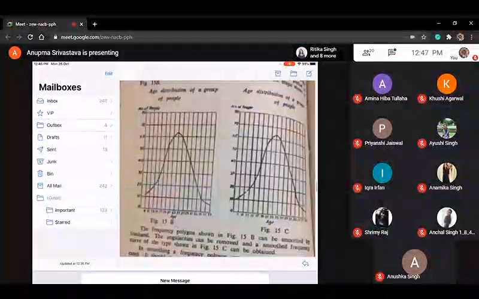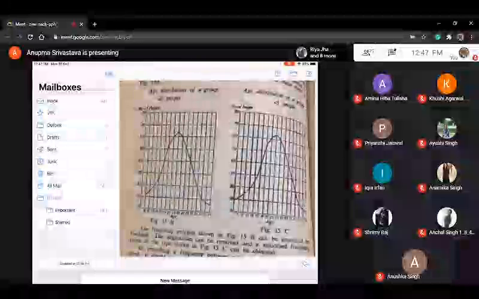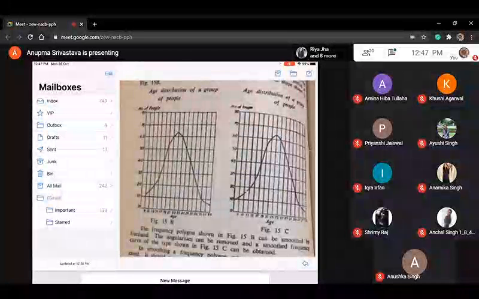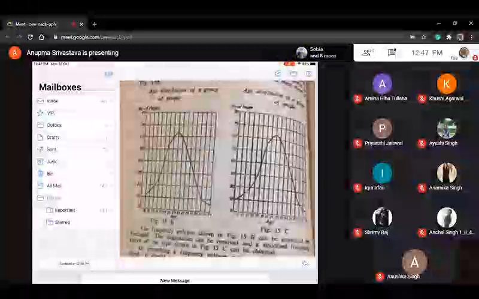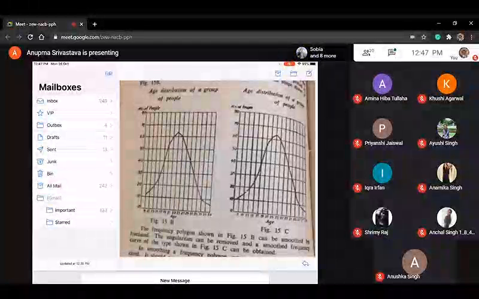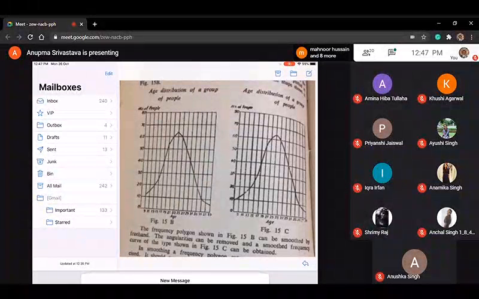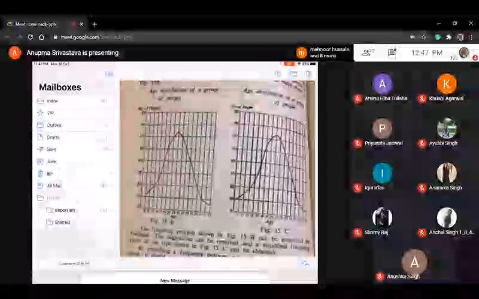See, this is a frequency polygon 15B, which is a smooth freehand curve. You are not using the ruler, you are just joining it with the free hand. And if you want a smooth frequency like this one, this can be obtained by this.